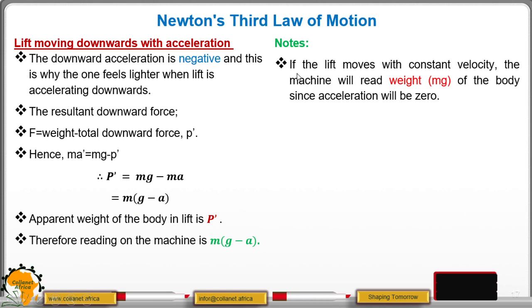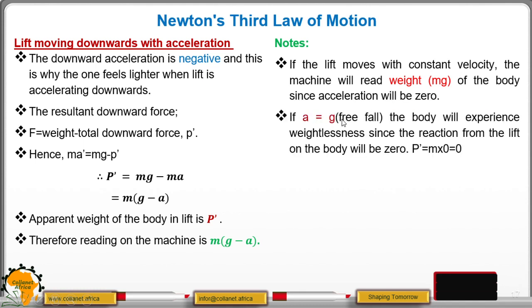Then note the following. If the lift moves with constant velocity, whenever we say that the velocity is constant, it means that there is no change in velocity. If the body started with 2 meters per second, it will continue with that velocity throughout. And if the velocity is not changing, then the acceleration is zero, because by definition, acceleration is the change in velocity with time. So if there is no change, then our acceleration will be zero. And that is why now the machine will read the weight of your body, because there is no change in velocity, and therefore the acceleration is zero.